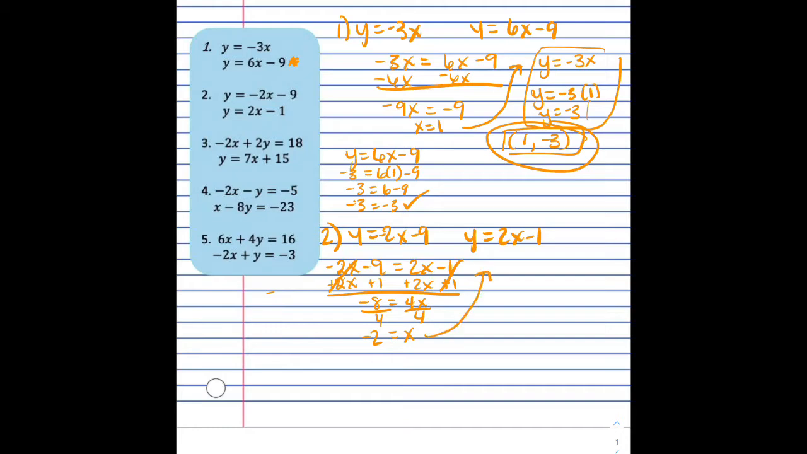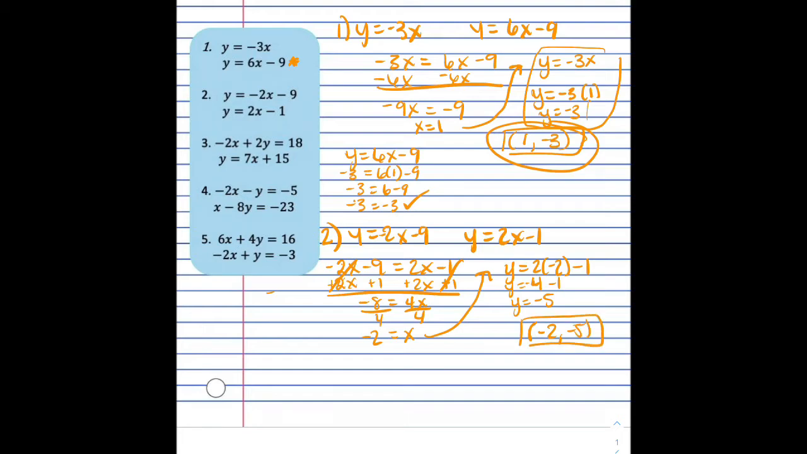I'm going to go ahead and plug that into an equation. It doesn't really matter which one I choose, so I'll choose the second one here. So y equals 2 times negative 2 minus 1. So 2 times negative 2 is negative 4, minus 1. So y equals negative 5. So my point should be negative 2, negative 5.